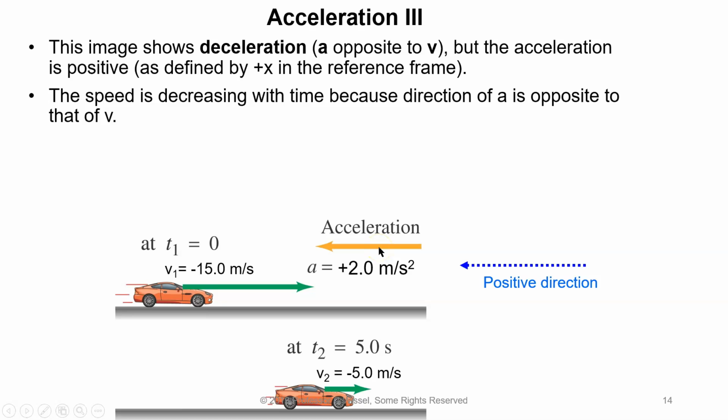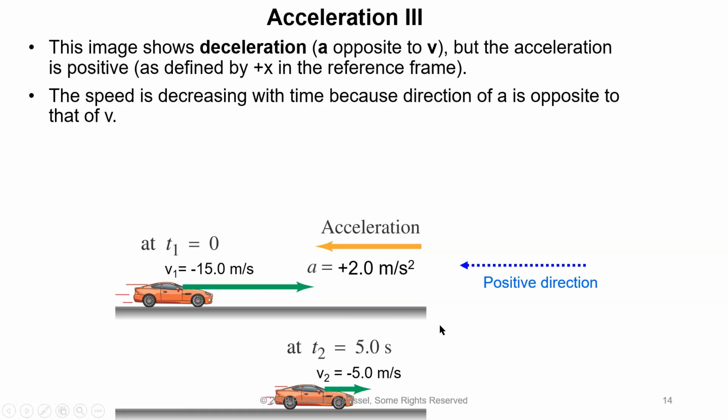The acceleration, he's hitting the brakes. Okay, the acceleration is opposite to the initial velocity. And so it's in the positive direction because it's in the same direction as the positive direction is defined in the reference frame. So this is a deceleration. A is opposite to V. That means he's braking, but the acceleration is positive as defined by the reference frame. The speed is still decreasing with time because the direction of A is opposite to that of V.